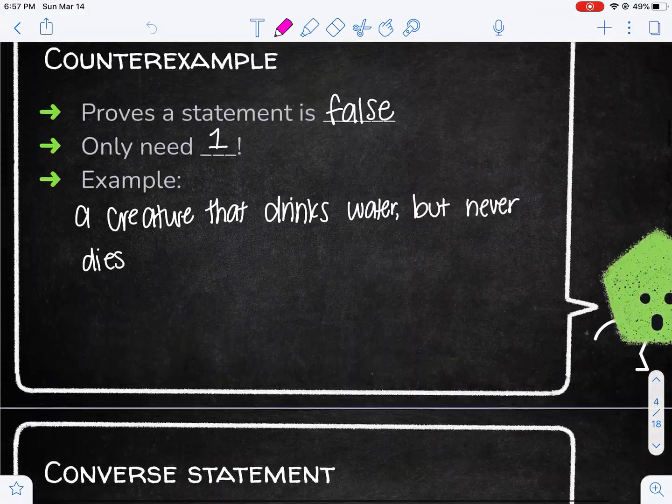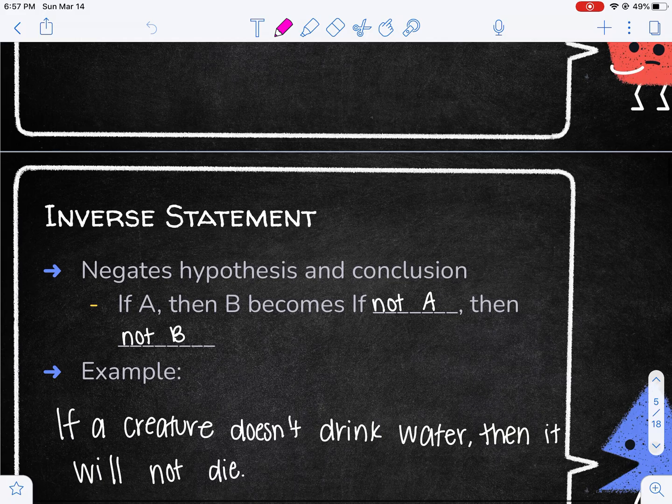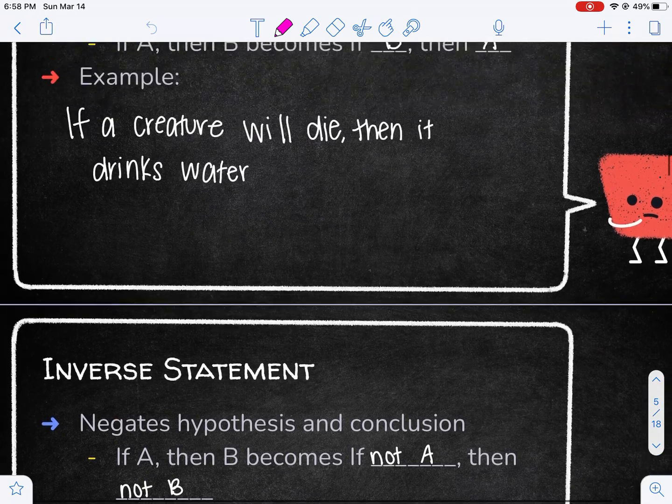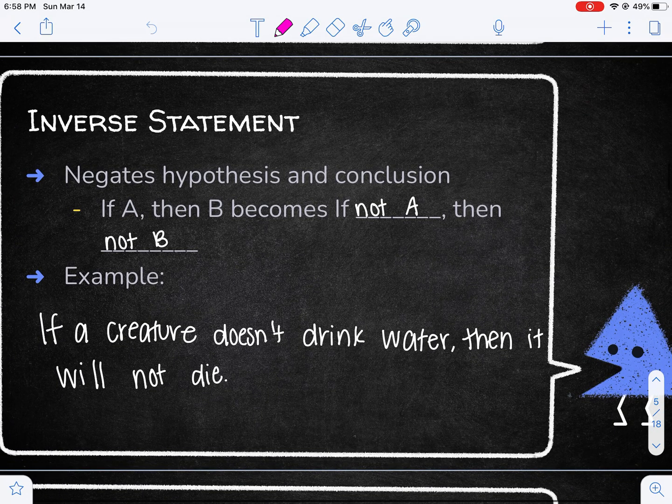And notice just because my conditional was true doesn't mean that my converse or inverse are true. Okay, so if a creature dies, then it will drink water, not necessarily true, right? I could have a creature that never drinks water because they're born and then they can never find water and they die of dehydration. They never drink water, but they still died. Likewise, if a creature doesn't drink water, they still very likely will die. So just because my conditional is true doesn't mean converse and inverse are true.